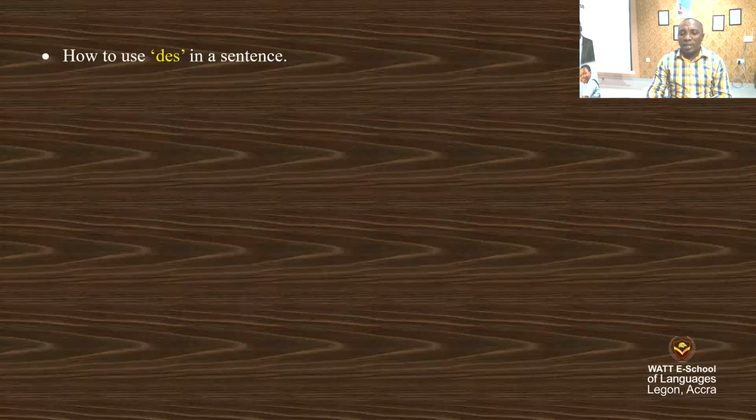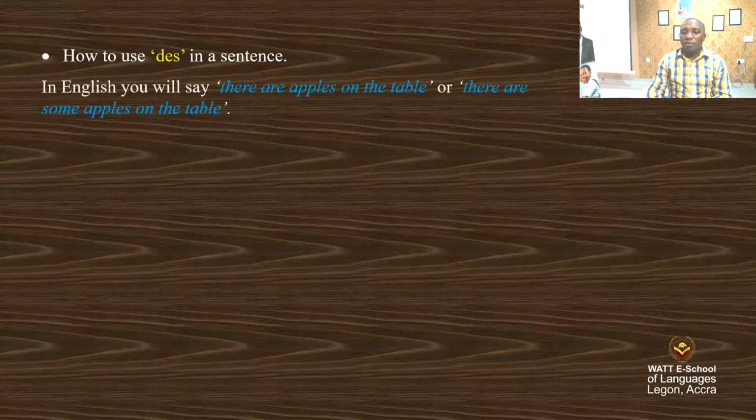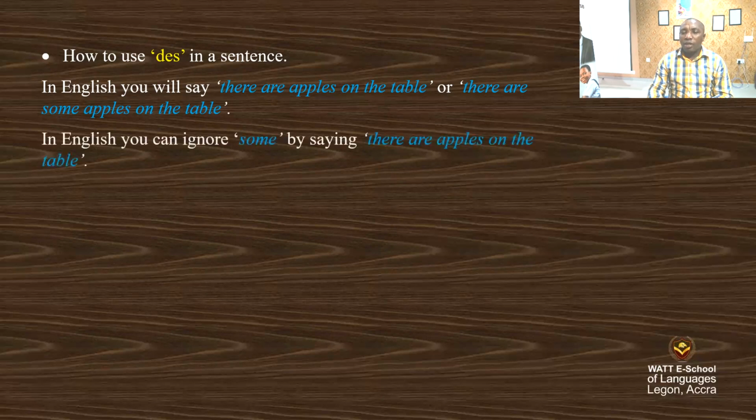Now, how to use des in a sentence? In English, we say there are apples on the table. Or there are some apples on the table. That's what we say in English. But in French, it won't be that. In English, you can omit some by saying there are apples on the table. It means here that the some is omitted.